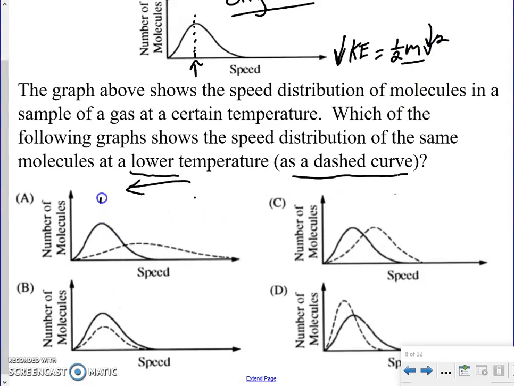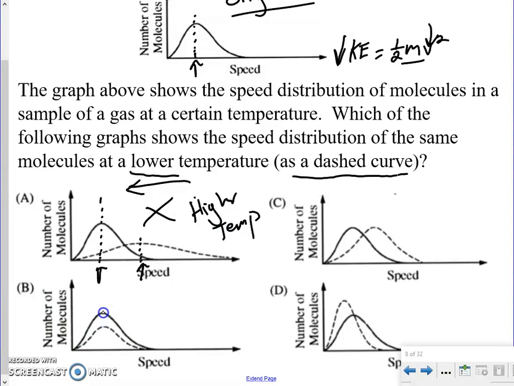We have A, our original speed is right here, and we have our new speed right here. Well, that doesn't make much sense because we go from a lower speed to a higher speed for a lower temperature. So that guy doesn't work. What it does show is a higher temperature. So that would be a great answer if I was looking for what happens when I increase temperature.